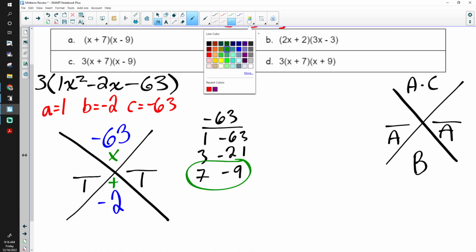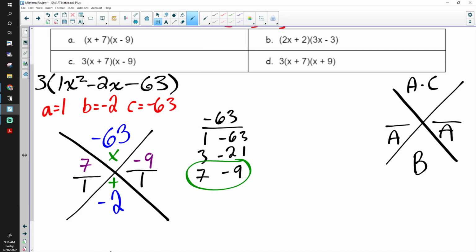These get written on the left and right side, this is our P and Q. 7, negative 9.